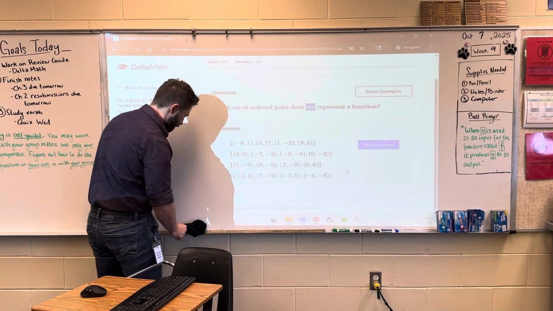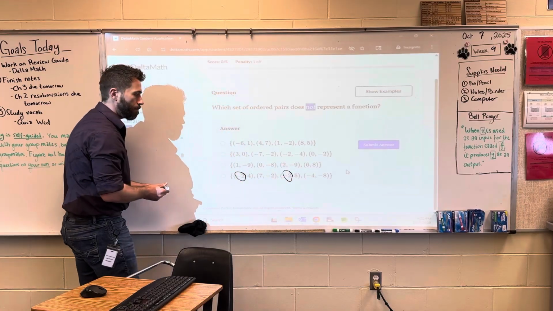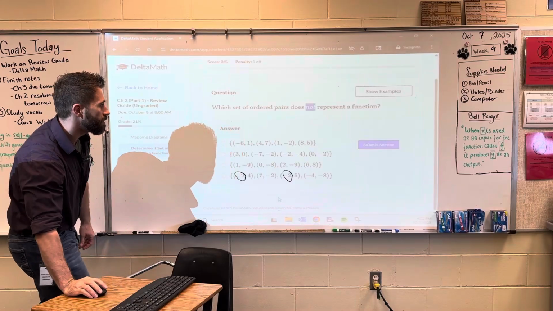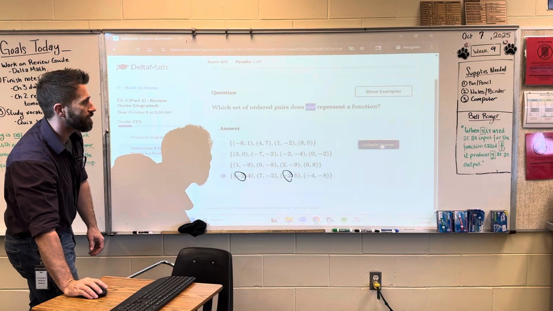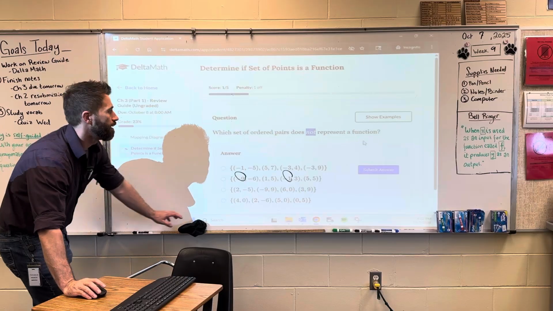-2. I do see another -2 here. So I've got a -2 here and here, and it maps to a 4 and a 5, which means that one input has two outputs. Something is happening in two places at the same time. So we don't like stuff like that. Let's try one more, see if we can't get it.